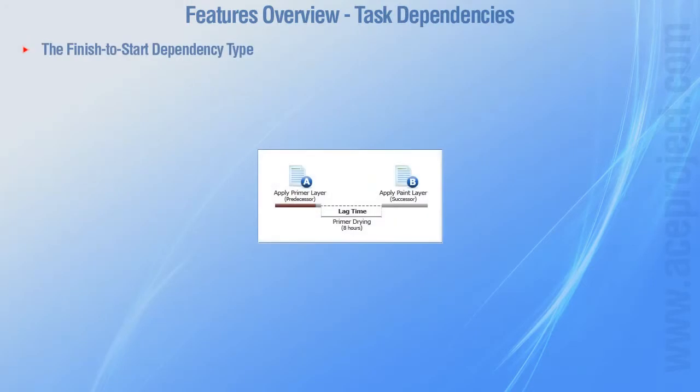The finish to start dependency type empowers you to create such a relationship between tasks. As an example, if you need to paint a wall, you need to apply the primer layer first, let it dry for several hours, and after that you'll be all set to apply the first paint layer. In this situation, applying the primer layer is the predecessor, the drying represents the lag time, and applying the paint layer represents the successor.